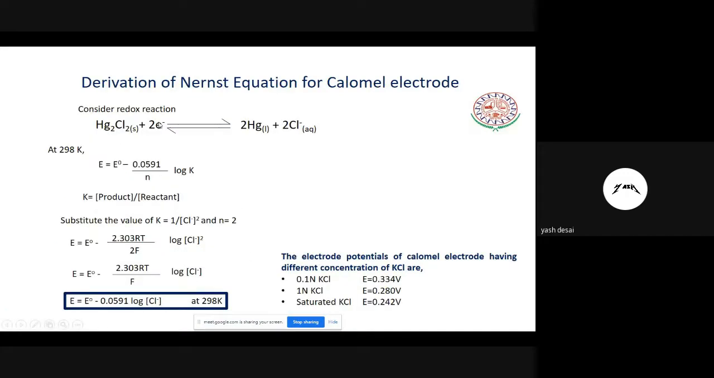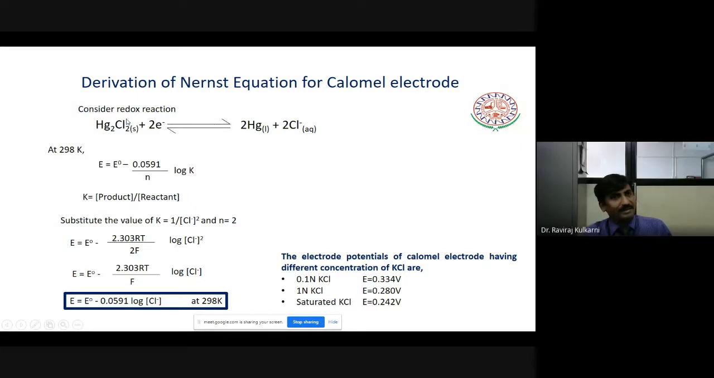All right, the Nernst equation, you remember. We have to take the forward reaction as the reduction reaction, because electrode potential is conventionally reduction potential only. So Hg2Cl2 plus 2 electrons giving 2Hg plus 2 Cl minus ions. At 298 Kelvin, I can directly write E is equal to E0 minus 0.0591 divided by n log of K.